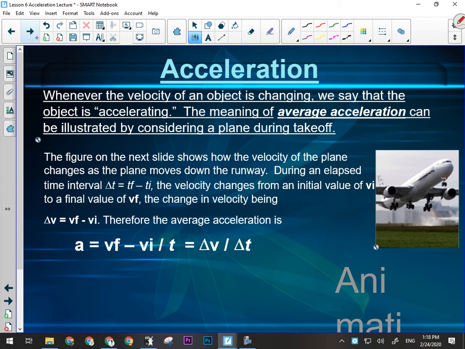Whenever the velocity of an object is changing, we say the object is accelerating. The meaning of average, or uniform, acceleration is best exemplified by a plane taking off. Why is a car accelerating away from a stoplight not a good example of uniform acceleration? Because it's not uniform. What does your car have that changes all the time while you're accelerating?